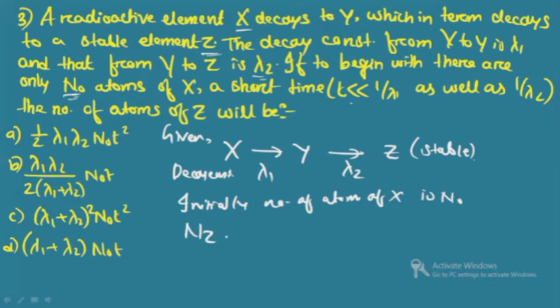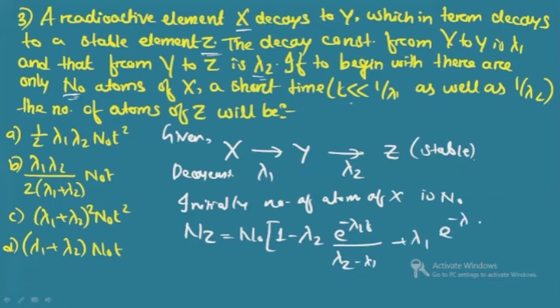So we can write NZ is equal to, I am directly using the formula, N naught times 1 minus lambda 2 e to the power minus lambda 1 t divided by lambda 2 minus lambda 1, plus lambda 1 e to the power minus lambda 2 t divided by, here you will have lambda 2 minus lambda 1. This is how you can write. I am directly writing the formula here for the number of atoms of Z. You can see it in any nuclear physics book. You will get how this formula is derived.